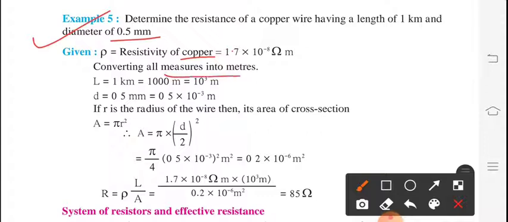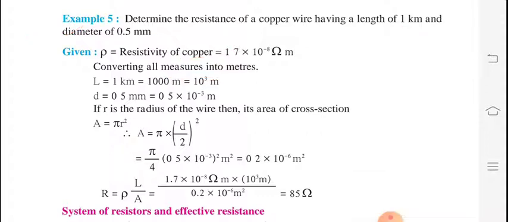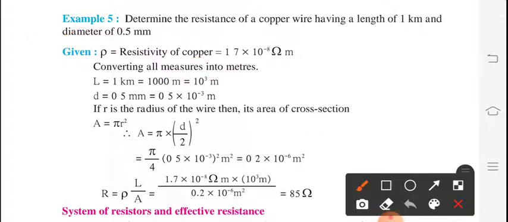Converting all measures into meters. Length is given, that is 1 kilometer. So we can convert this length into meters. 1 kilometer means 1000 meter, which we can write as 10 raised to the power of 3 meter. Diameter is given as 0.5 millimeter. Here also we have to convert this to meter. So we can write 0.5 into 10 raised to the power of minus 3 meter.